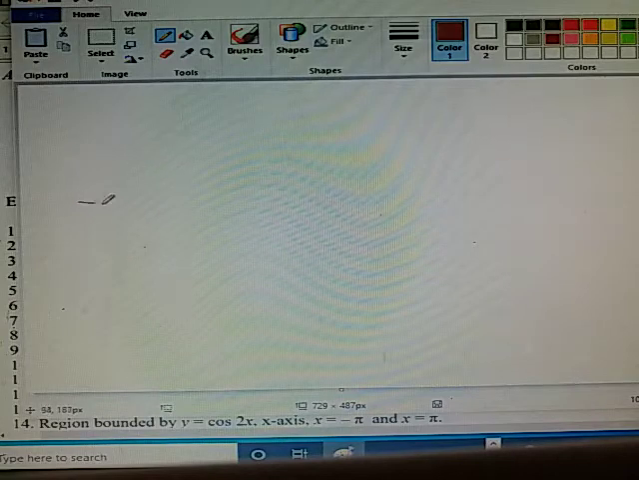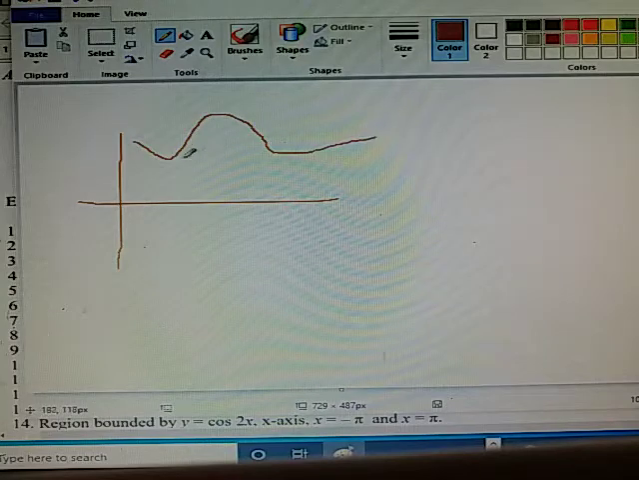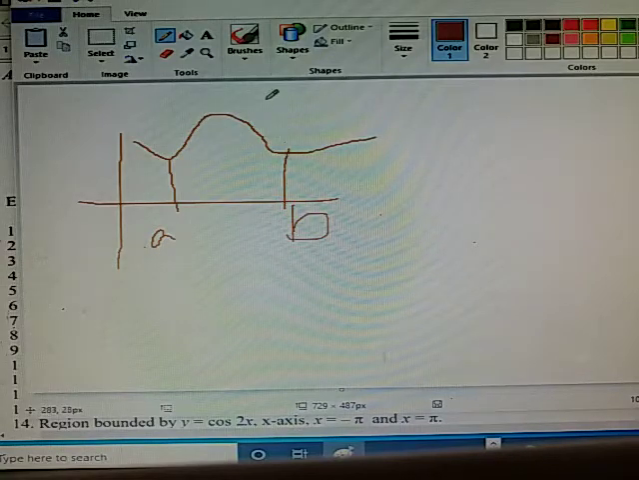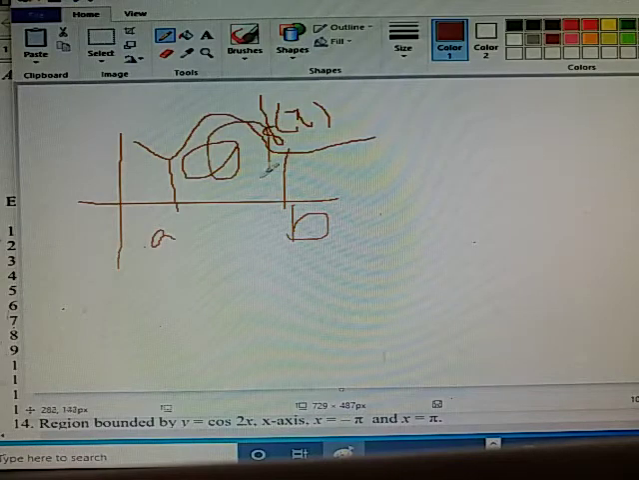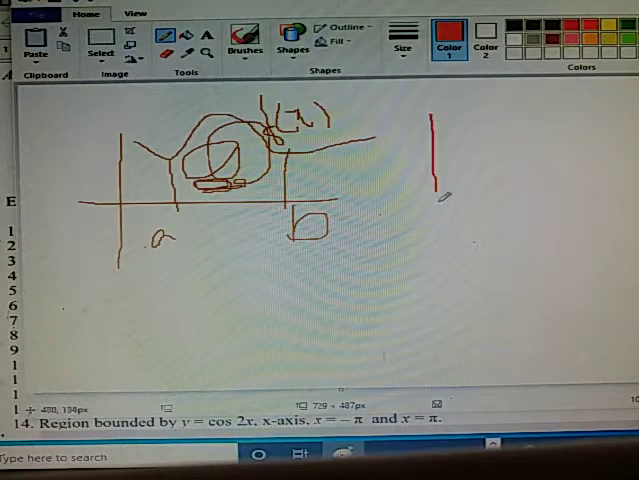So this is f(x), this is a, this is b, and this is f(x). So this is our area. And if it is about a function of y, our area is this one.